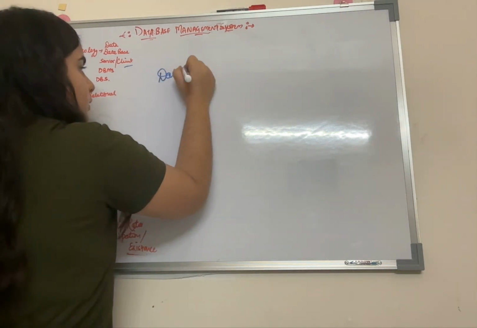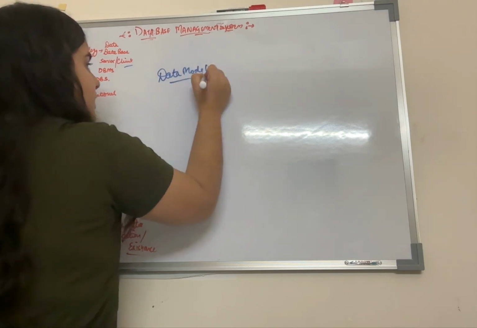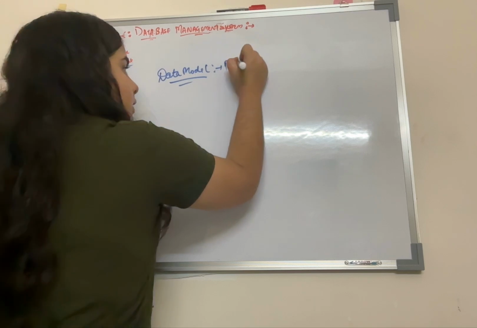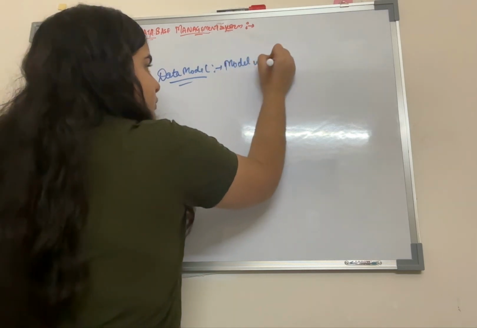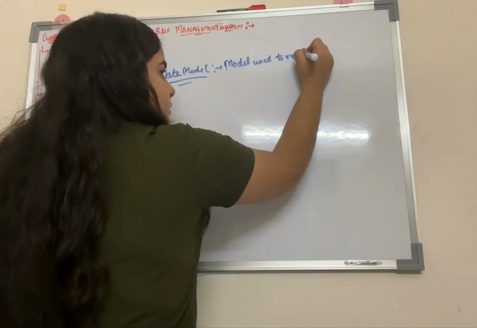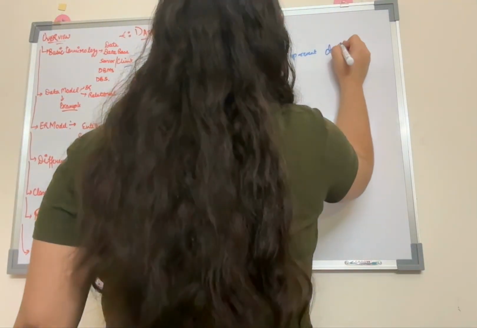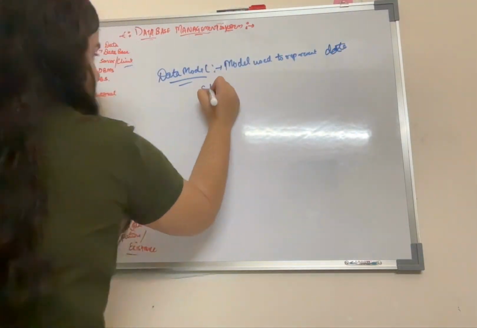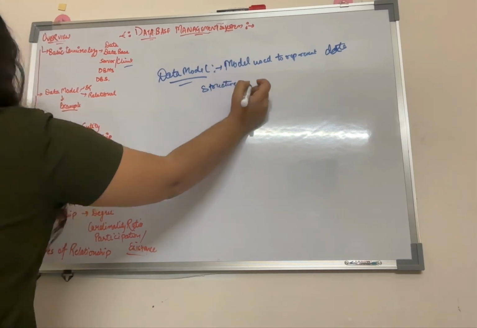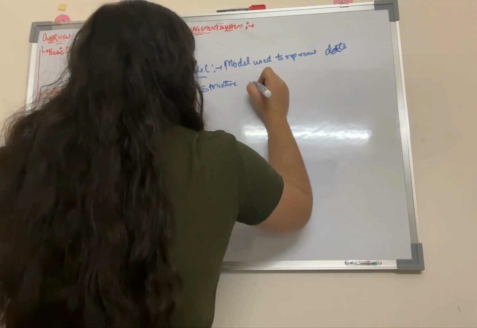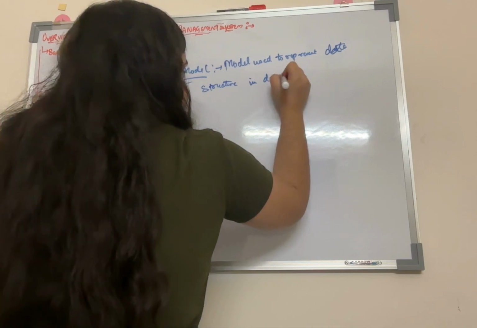Data model is nothing but a model which is used to represent data structure or data structure in database.